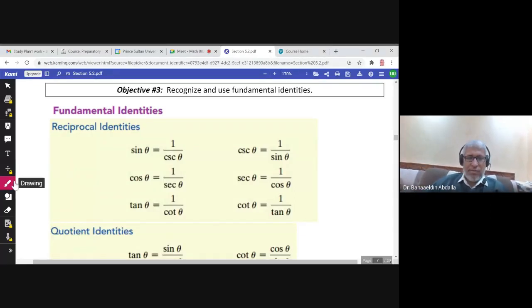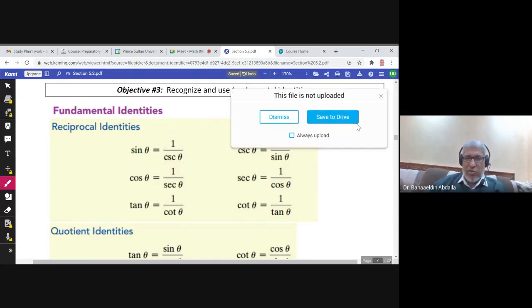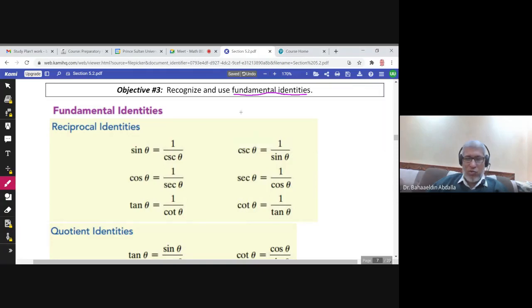We will talk today about some fundamental identities. An identity is an equation which is always true. All of these are equations that are always true on their domains. The first type of identities is the reciprocal identities.